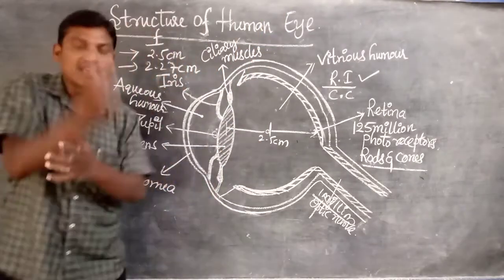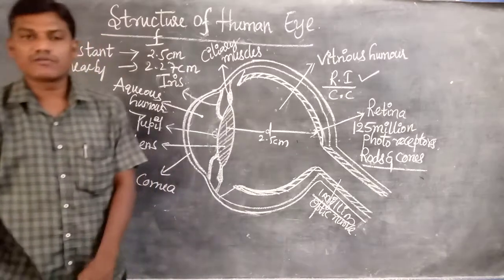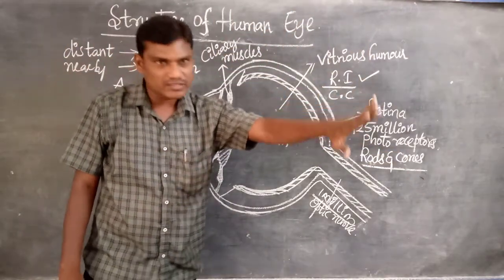Then our brain analyzes the nature of the image, how the image was formed, and what the color is, and finally you observe the image very clearly in the normal mode, but not in the reverse mode.